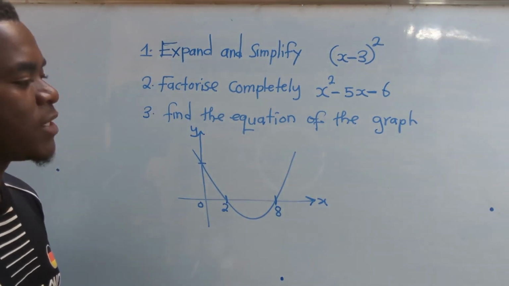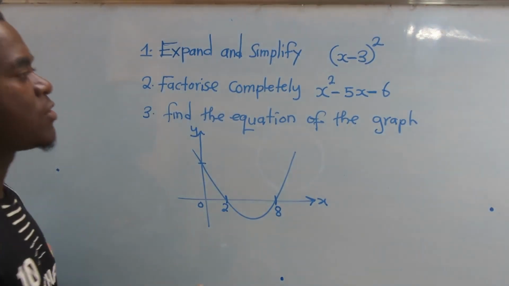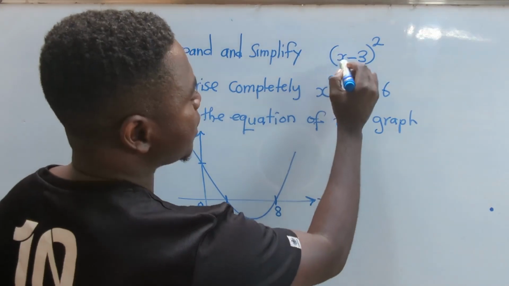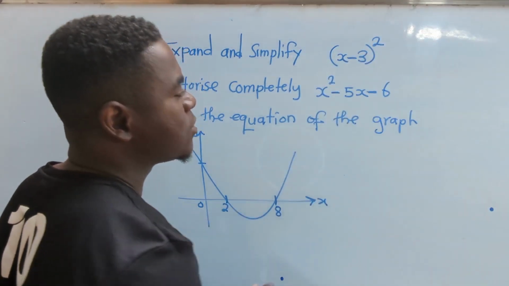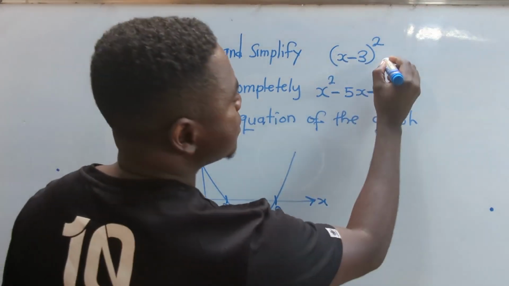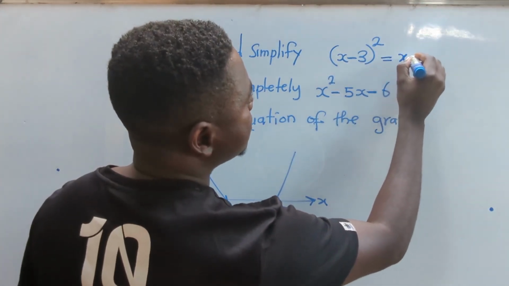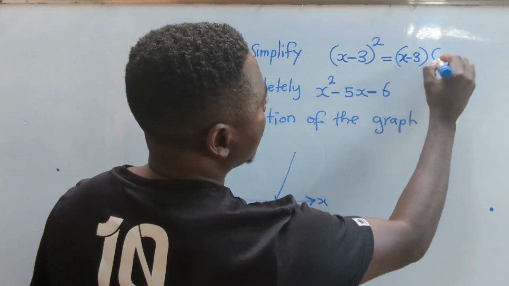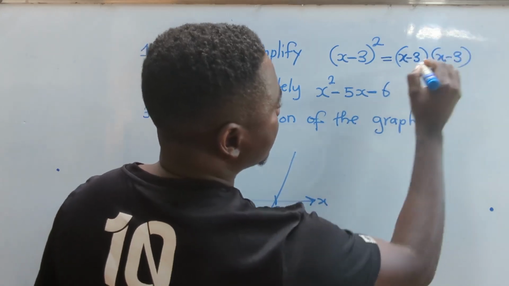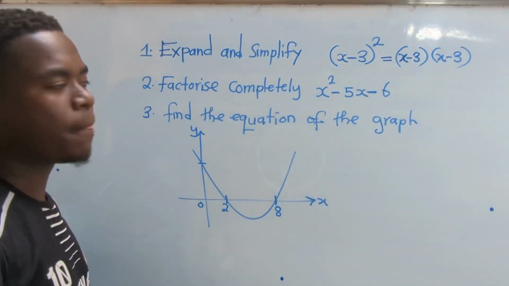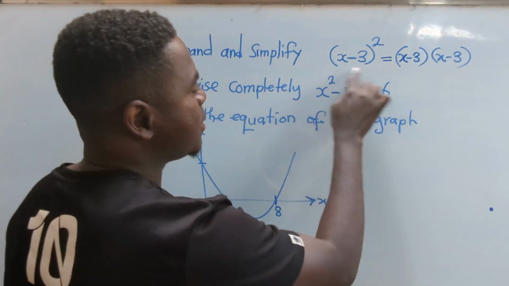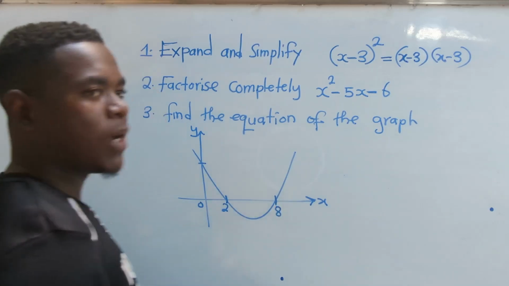So now the first question is saying expand and simplify. How then do we expand and simplify? So if you are given x minus 3 squared, this is the same as what? x minus 3, x minus 3. It is just one and the same thing. So it means this thing has been repeated twice.